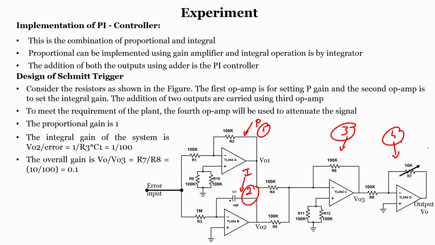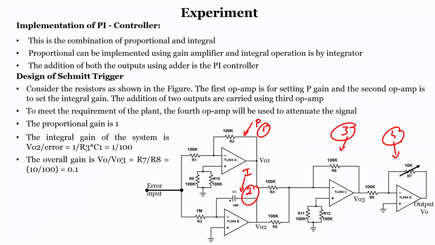So, the proportional gain is 1. Now, you can see 100 by 100 is 1. The integral gain of the system is Vo2 by error, so 1 by R3 into C1, which is 1 by 100. The overall gain is Vo by Vo3, and it is nothing but R7 by R8, which is 10 by 100, which is equal to 0.1.